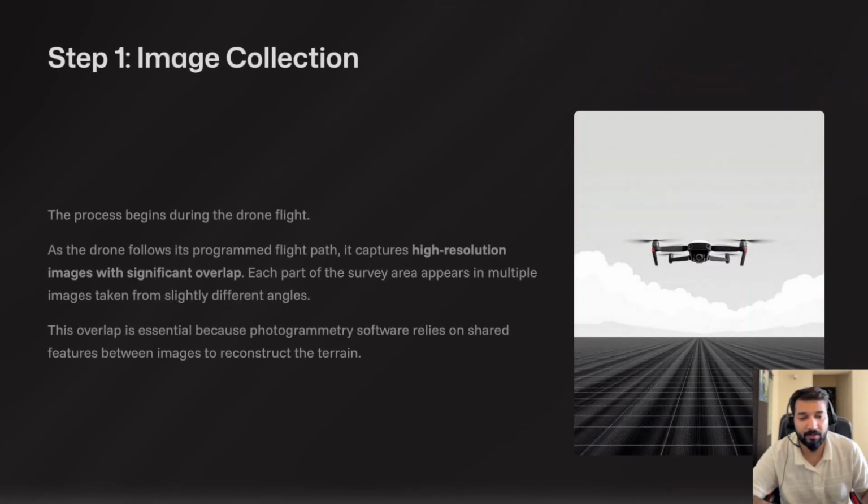Step 1. Image collection. The process begins during the drone flight. As the drone follows its programmed flight path, it captures high-resolution images with significant overlap. Each part of the survey area appears in multiple images taken from slightly different angles. This overlap is essential because photogrammetry software relies on shared features between images to reconstruct the terrain.